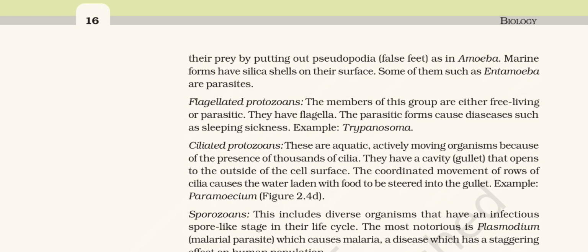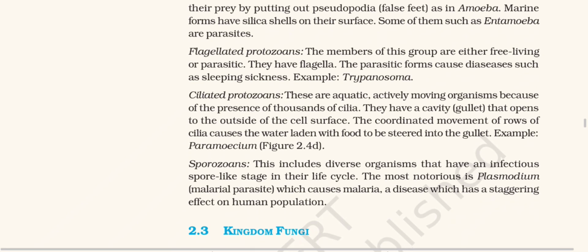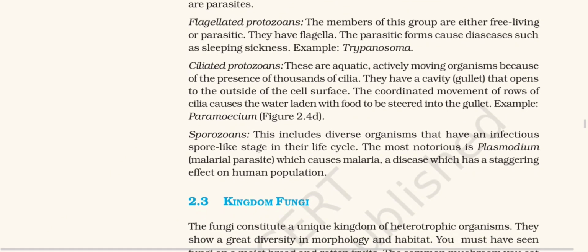They have a cavity, the gullet, that opens to the outside of the cell surface. The coordinated movement of rows of cilia causes the water laden with food to be steered into the gullet. Example, Paramecium, Figure 2.4b. Sporozoans: this includes diverse organisms that have an infectious spore-like stage in their life cycle. The most notorious is Plasmodium, the malarial parasite, which causes malaria, a disease which has a staggering effect on the human population.